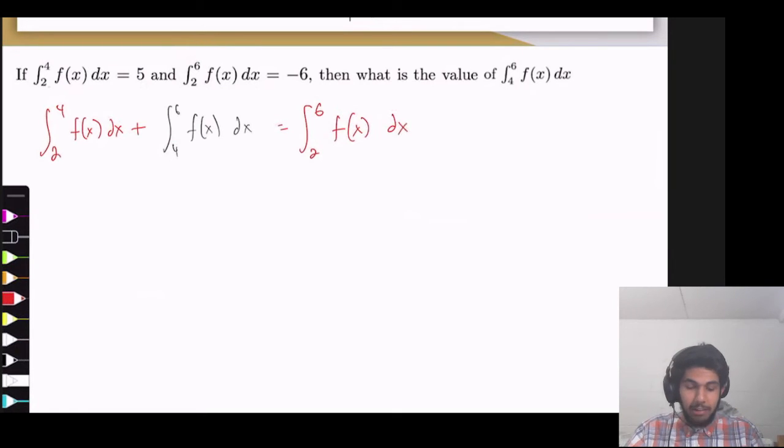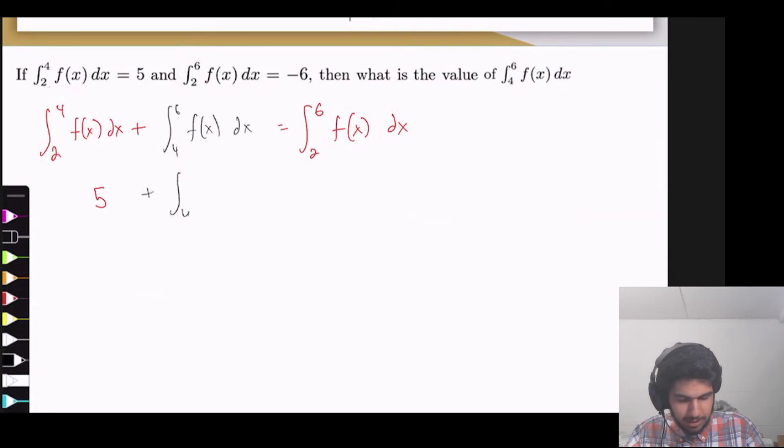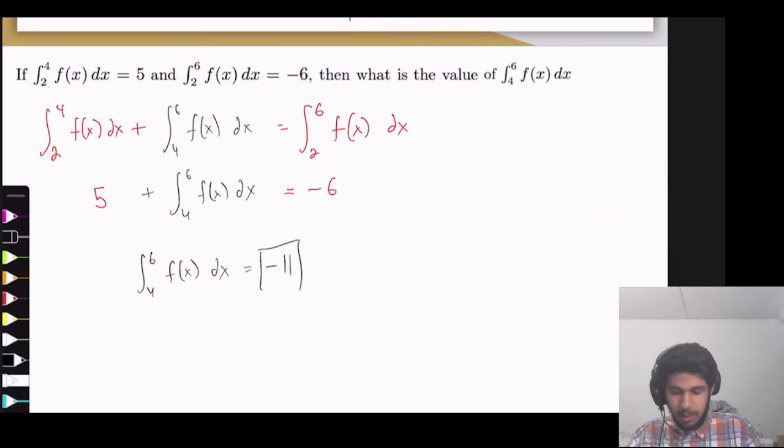And luckily, we have values for these red integrals. We have that this is equal to 5, and then we're still trying to find this integral here. And then on the right-hand side, we have -6. So we can subtract 5 on both sides, and we get the integral from 4 to 6 of f of x dx equals -11. And that's our answer. So that is a good application of the properties of integrals.